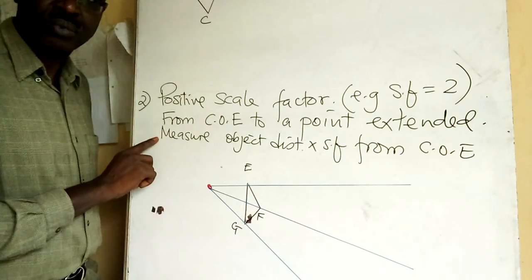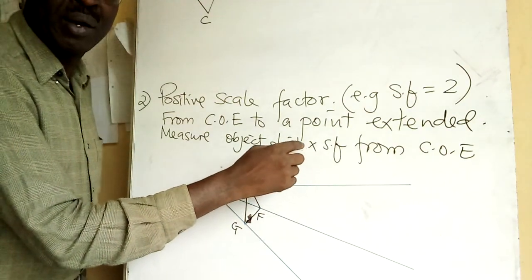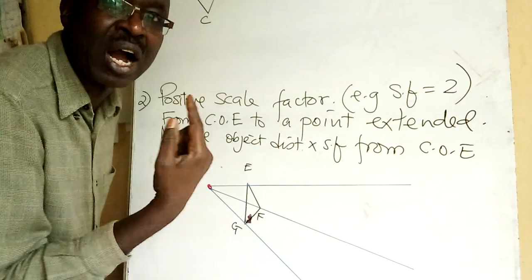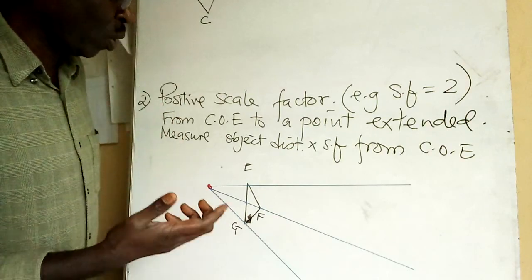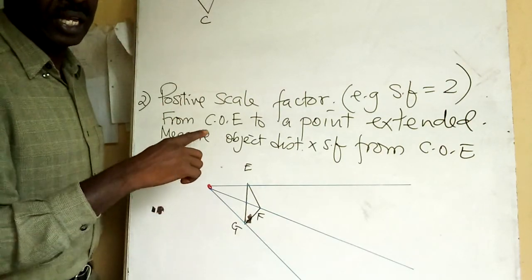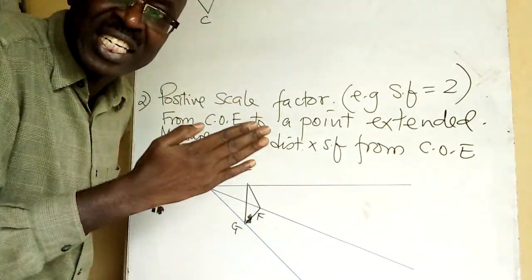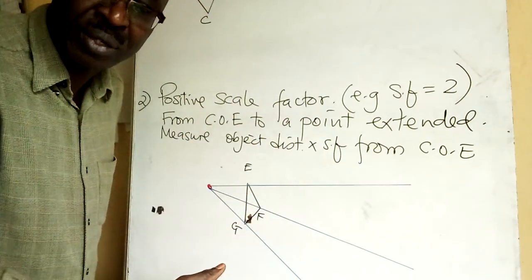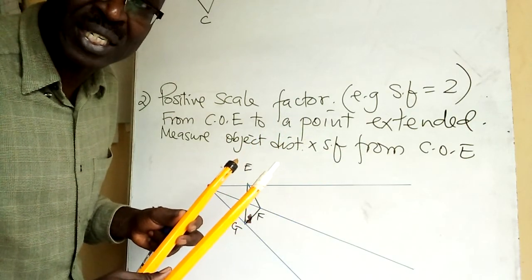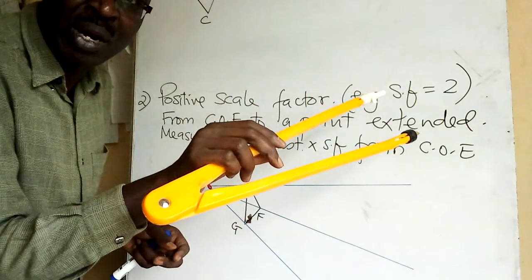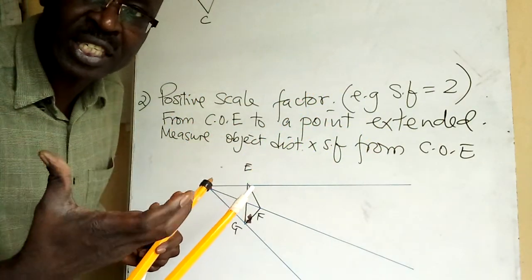Then number two, measure the object distance, and then we shall do it the number of times according to the scale factor. Our scale factor is 2, so you will do it twice. And every measurement is with respect to the center of enlargement. That is the reference point for all measurements. So you take your pair of compass or pair of dividers. This is a blackboard one. These are chalk, not suitable for this whiteboard, but to understand what I mean.